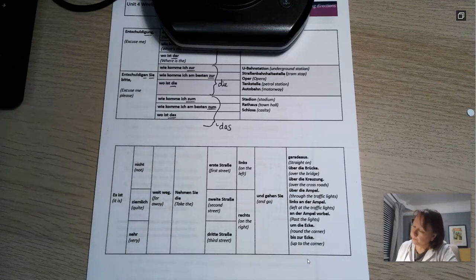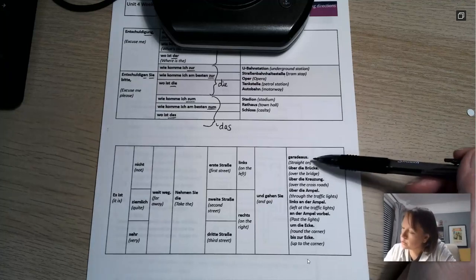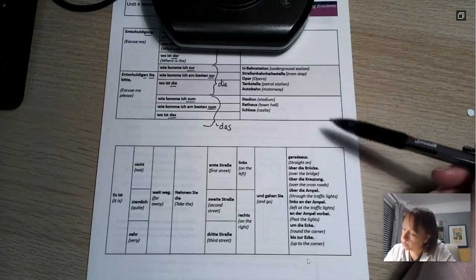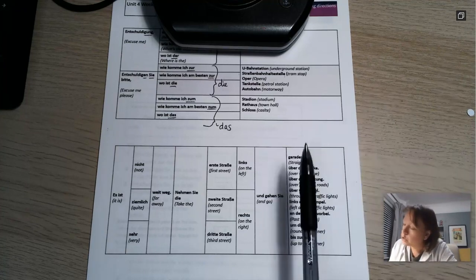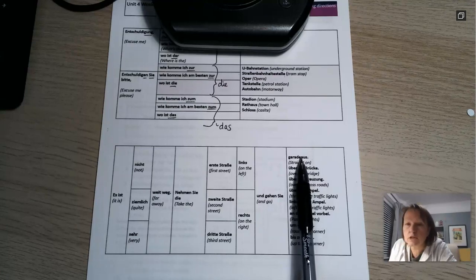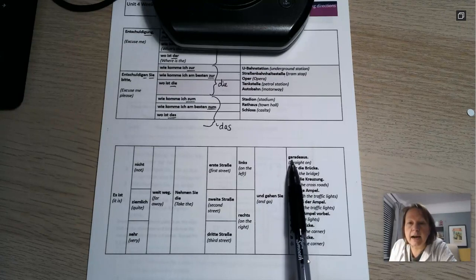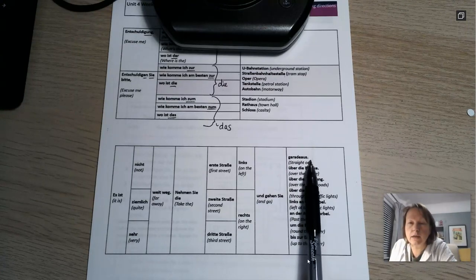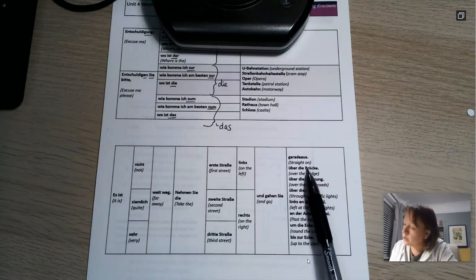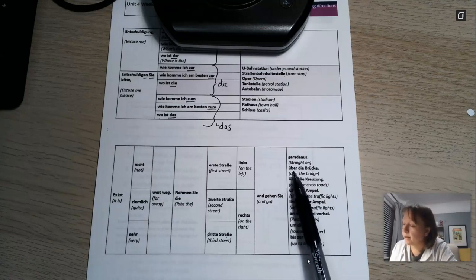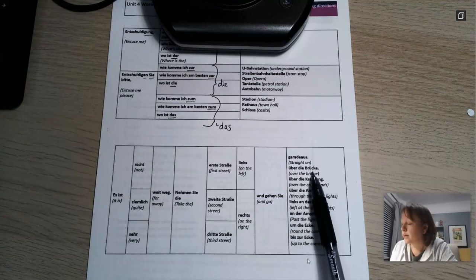Okay, so let's do a little bit of repeating. So listen to this one first of all. How would you say geradeaus? Can you copy that? Geradeaus. So you're splitting it there. There's the two words. You've got gerade and aus. So do that again. Geradeaus. Great. Be careful with these words with umlauts. So it's über die Brücke. Über die Brücke. Can you say that?